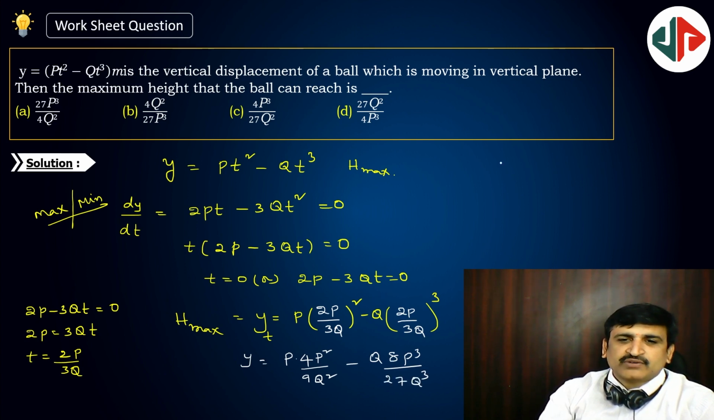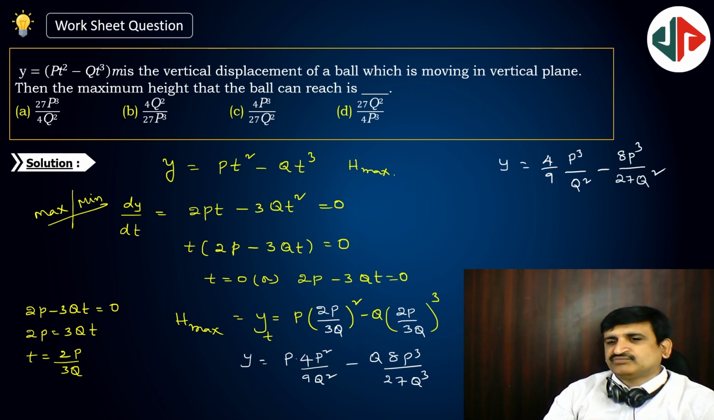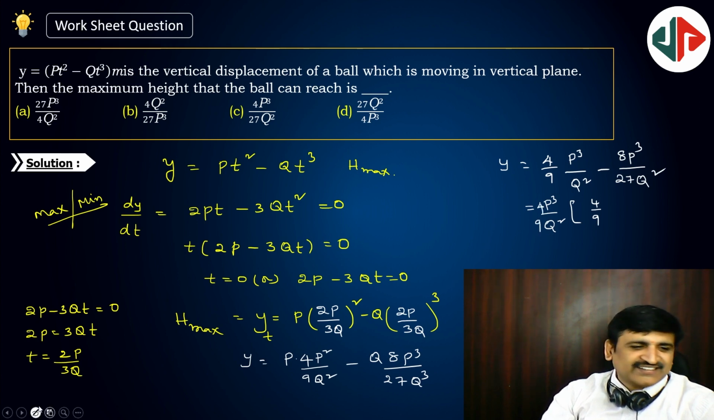Now y is equal to, in the numerator p cube is there, denominator q square is there, 4 by 9. I'll write 4 by 9 p cube by q square, minus, here q will go once, so it is 8p cube by 27q square. So p cube by q square can be taken out. So it is 4 by 9. Of course, 9 also can be taken out. Of course, 4 also can be taken out. Simplification can be done at our talent.